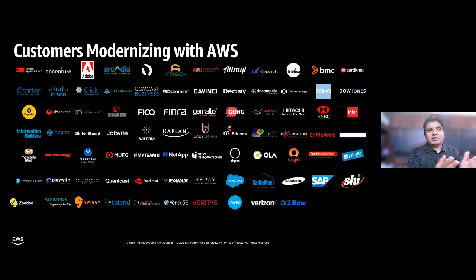And on this slide you can see many logos, many customers representing some of our key customers who have successfully modernized with AWS. And we are seeing an increasing number of customers moving from Windows and modernizing their applications on open source software or AWS cloud native technologies. And these customers are across a wide range of industries and geographies.